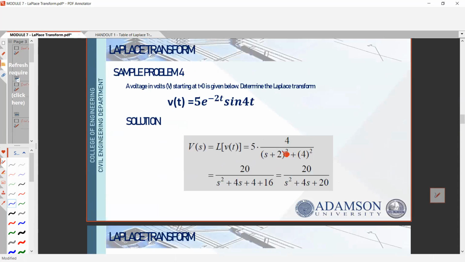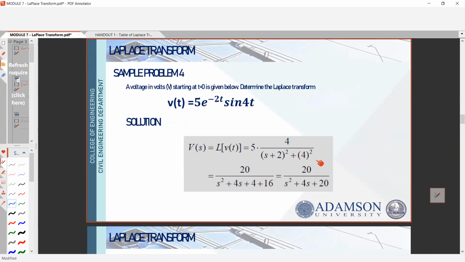4 over s plus 2 squared plus 4 squared. Okay, then simplify the function. If you want to simplify, pwede na rin to, so 20 over that. Or if you want further simplification, evaluate mo yung s plus 2 squared. So s squared plus 4s plus 4 plus 16, therefore s squared plus 4s plus 20. And 5 times 4 is 20. So therefore, yung answer natin is 20 over s squared plus 4s plus 20.